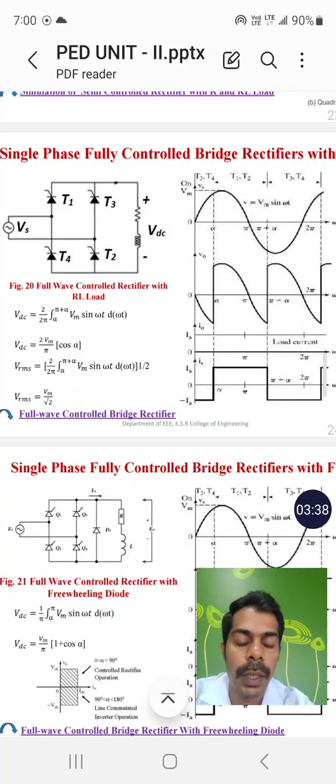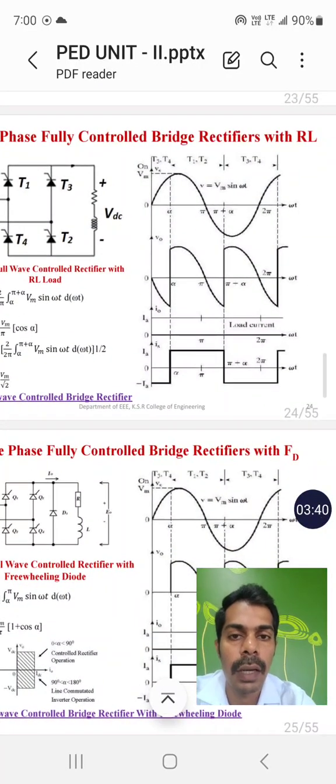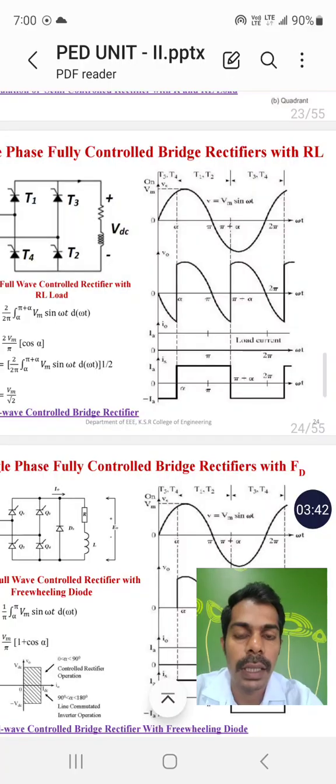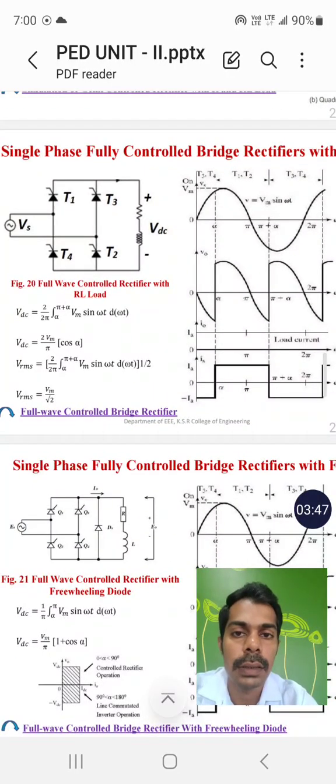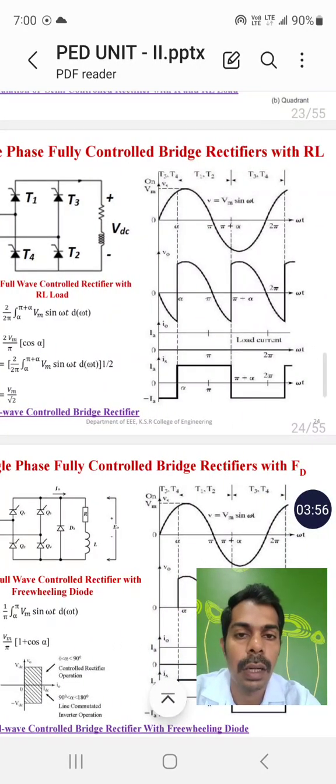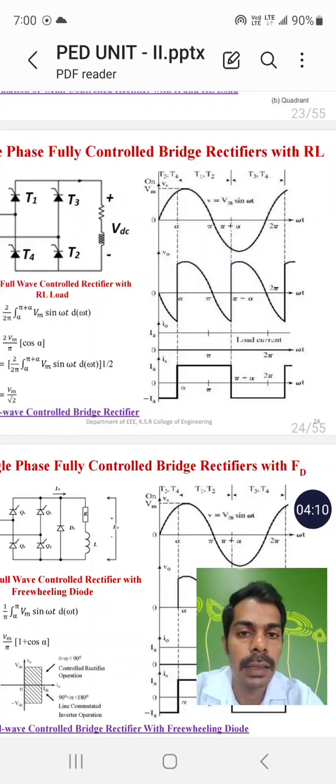What are these negative spikes? The behavior of the inductor is charging and discharging. When the thyristors T1 and T2 conduct, it keeps on charging. Once we turn off T1 and T2, and after a delay of some angle we turn on T3 and T4, there will be some time between pi and pi plus alpha. In this region, the inductor gets discharged.